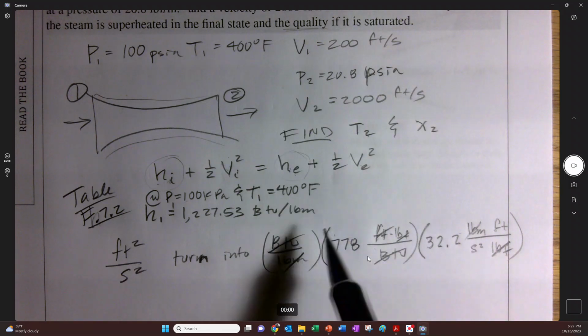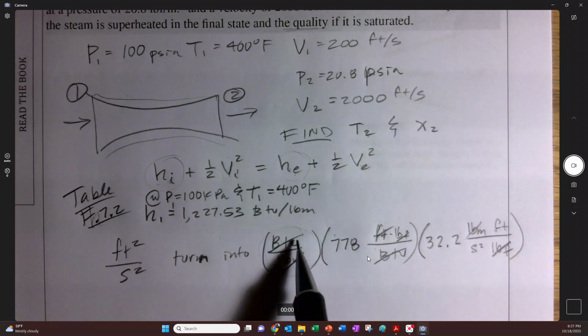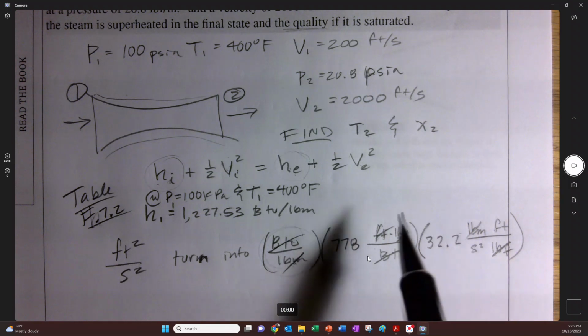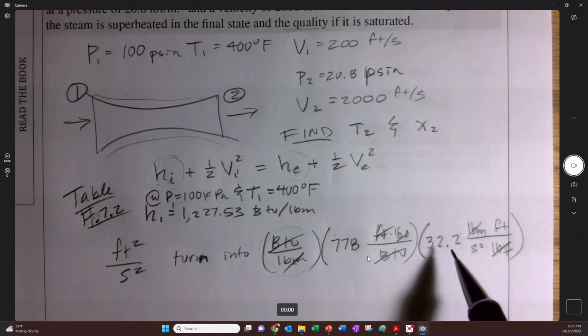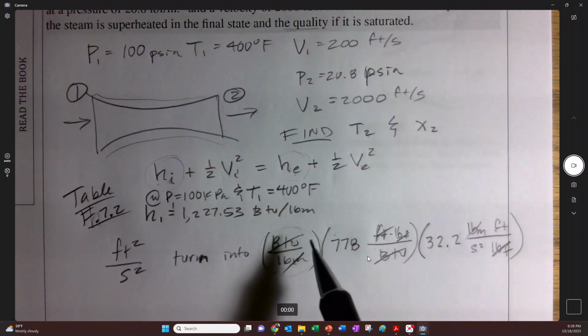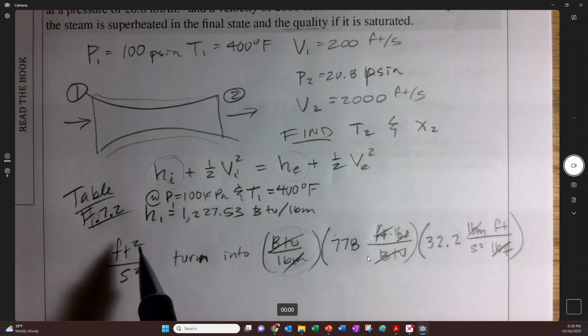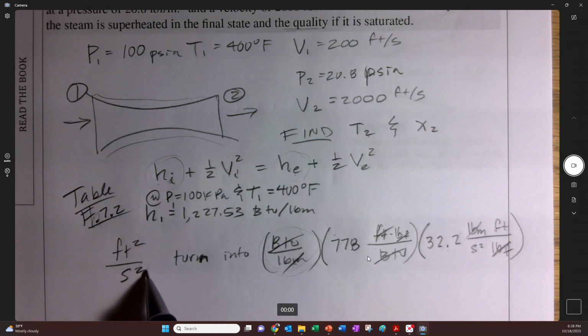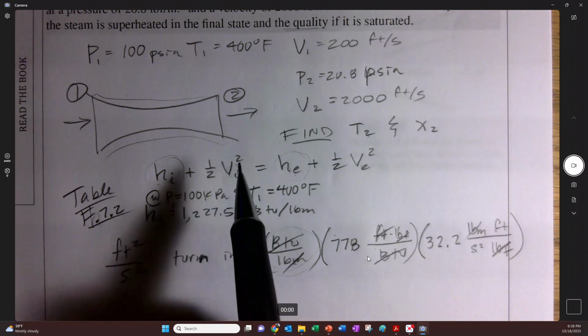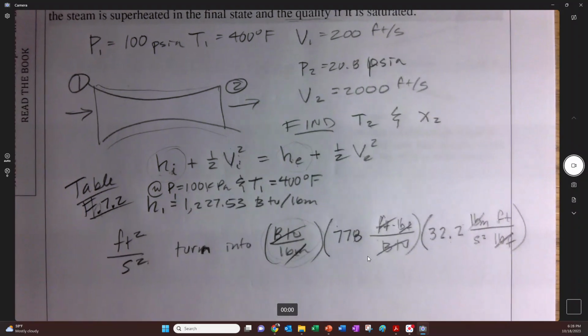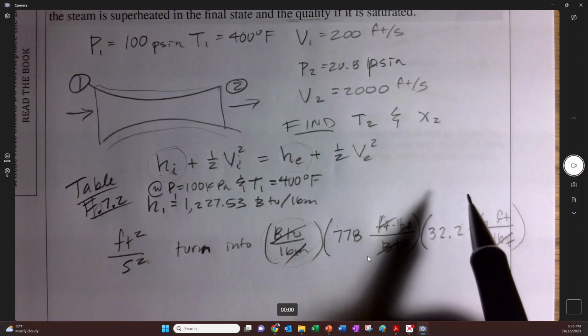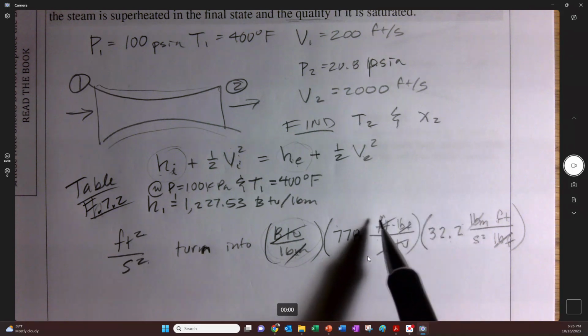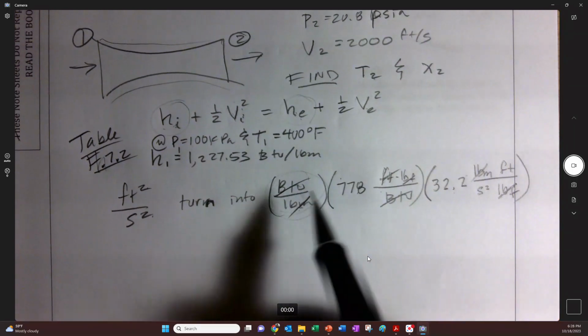So by multiplying something that's BTUs per pound mass by 778 and 32.2, you can transform that BTUs per pound mass into foot squared per second squared. So now we've seen that they are compatible with each other. I promise it's just as stupid as it sounds, but that's what's done.